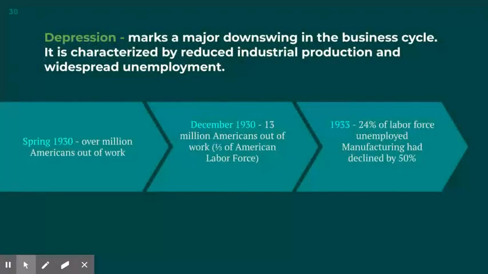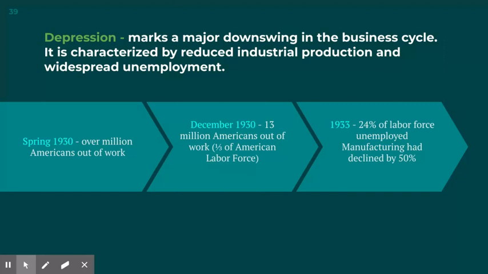I need you to write down this definition. A depression. It marks a major downswing in the business cycle. It's characterized by reduced industrial production and widespread unemployment. And at this time in history, we fit this definition. The downswing of the business cycle, reduced industrial production, and widespread unemployment, 25%.